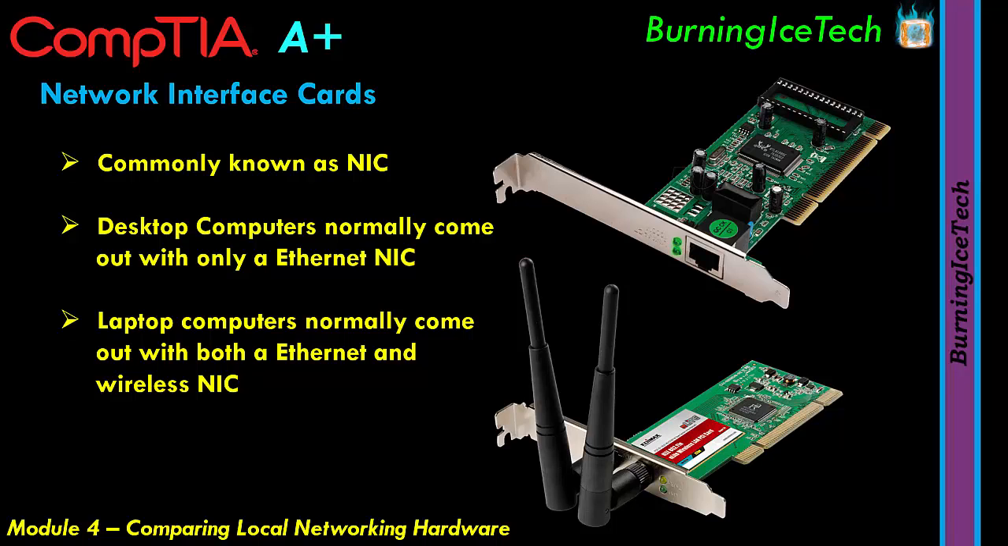Desktops by default can only connect to cables, but that does not restrict them or limit them to the cables. You can at any point in time go get yourself a wireless network card for a desktop. You put that expansion card into one of your PCI slots, if you know what a PCI slot is, and that will essentially give your desktop PC the ability to connect wirelessly to a network if you find yourself in a sticky situation like that.